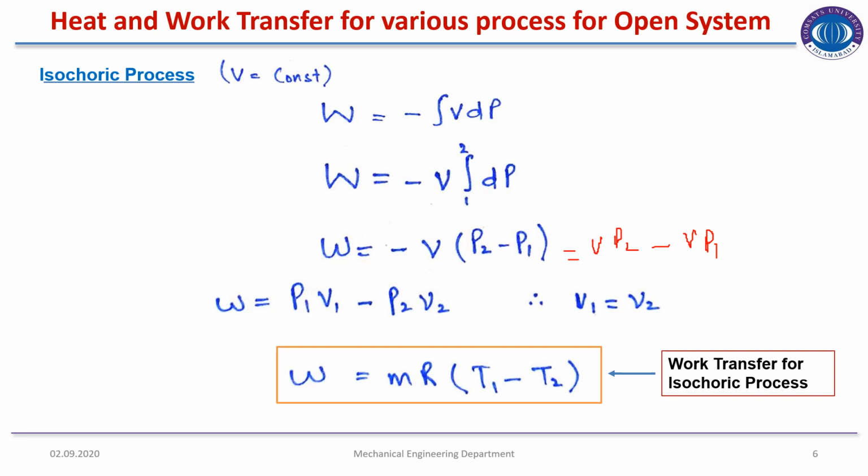From the ideal gas equation, you know that PV is equal to RT, where V is the specific volume. So P1 V1 will be RT1, the temperature at the inlet, minus the temperature at the outlet. W is equal to mR(T1 minus T2).